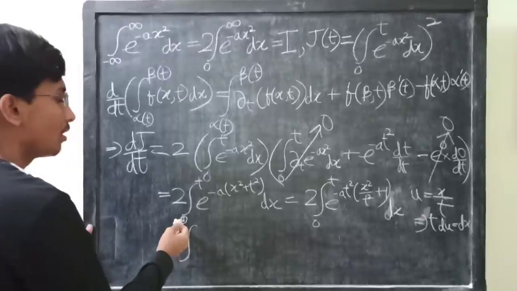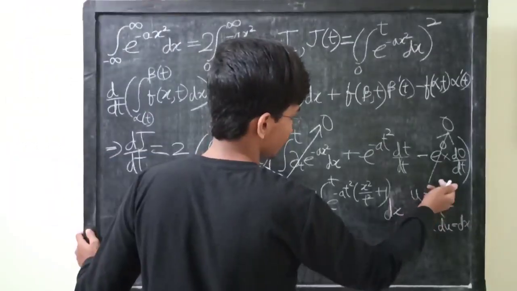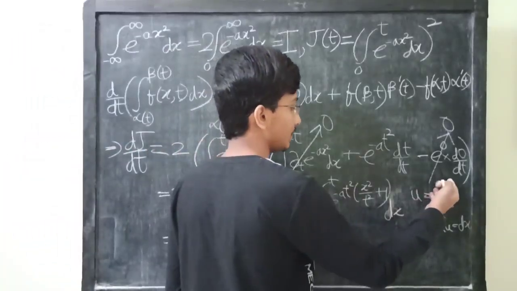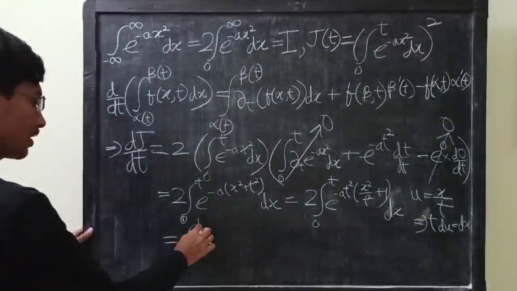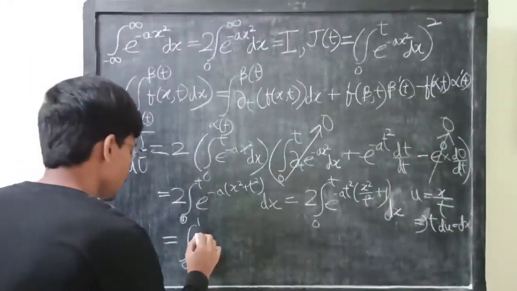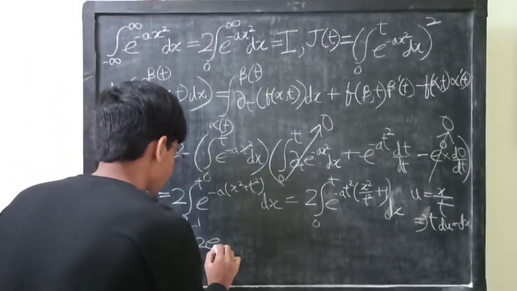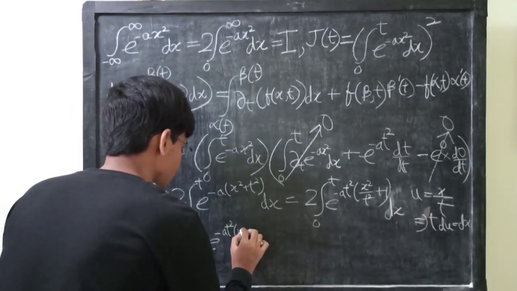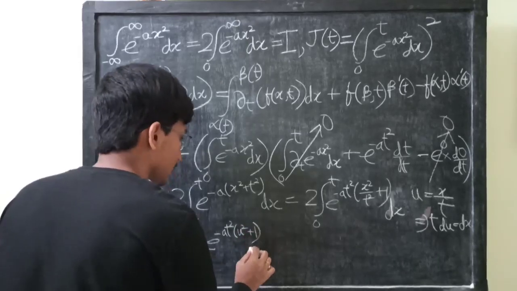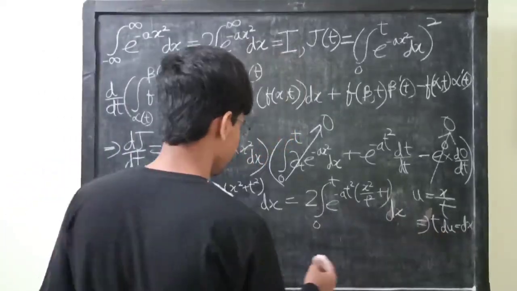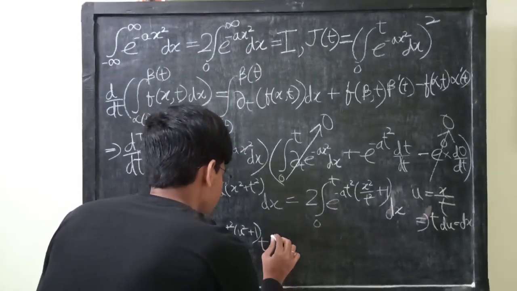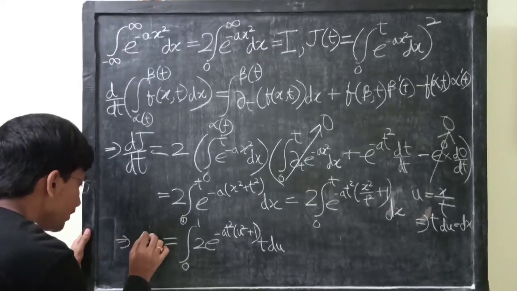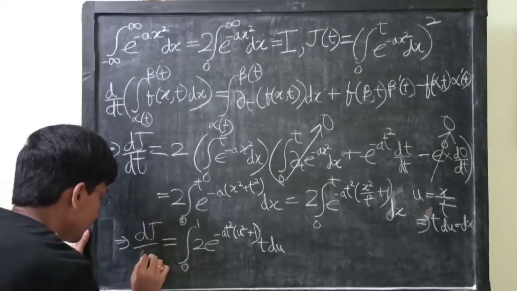integration, putting this lower limit 0 in place of this x, we have u equals 0 over t, that is just 0, and putting this t in place of x, we have t by t is just 1, so u equals 1. And then we have this 2, so 2 e to the power minus a t square times u square plus 1, and dx means just t du, so we have t du, and on the left hand side we have dJ/dt.